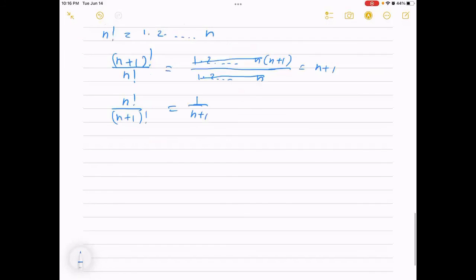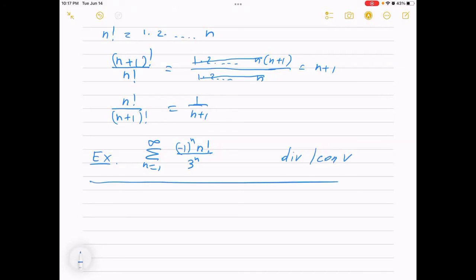We often use the ratio test when we have an infinite series with a factorial sign, something like we have here: the infinite series, n from 1 to infinity, (-1)^n multiplied by n factorial, divided by 3^n. We have the same question as usual, whether the series converges or diverges. So let's try the ratio test.